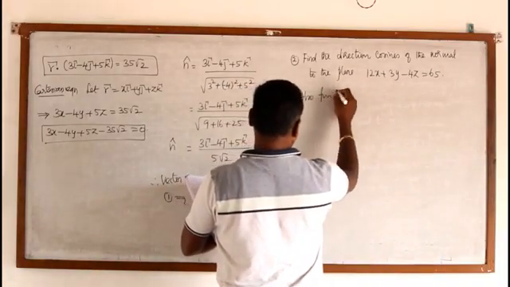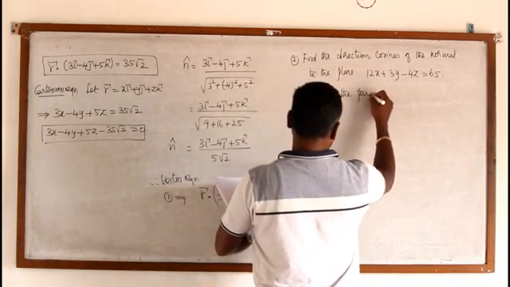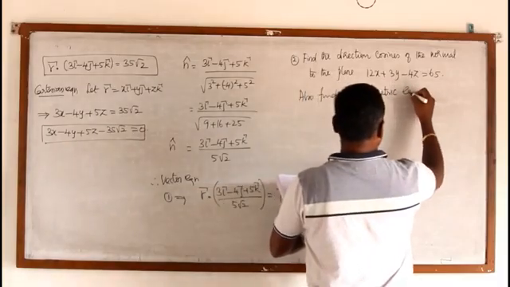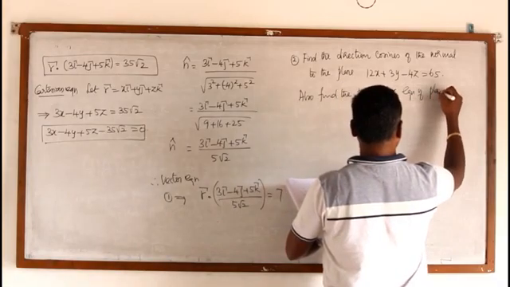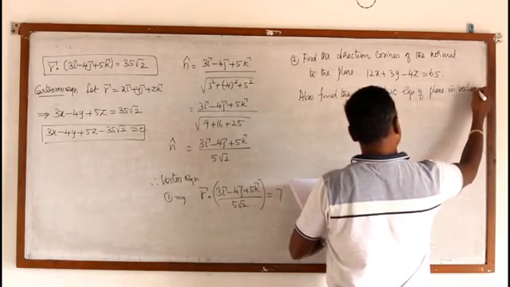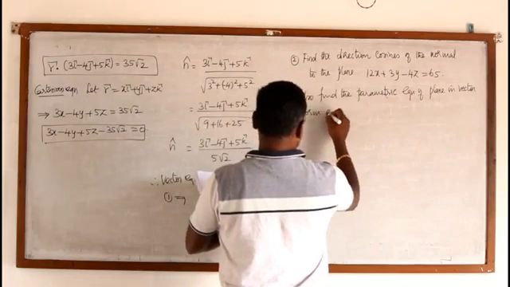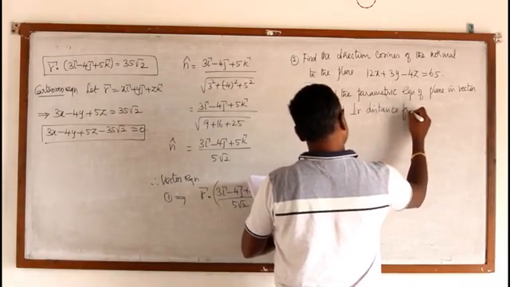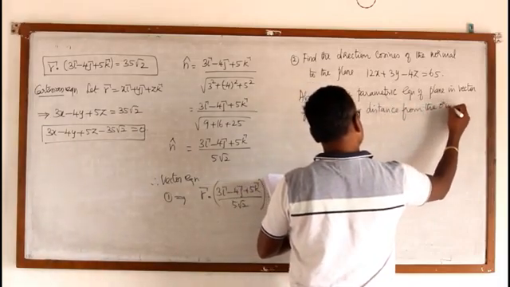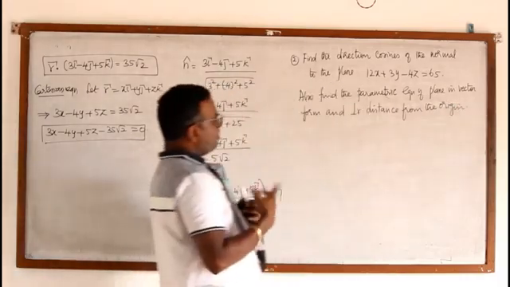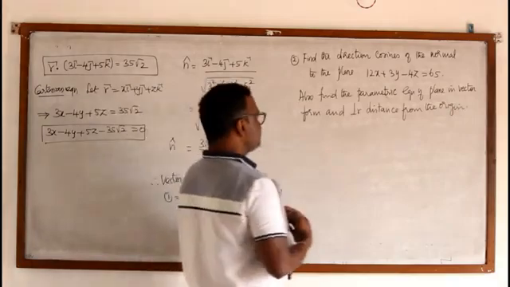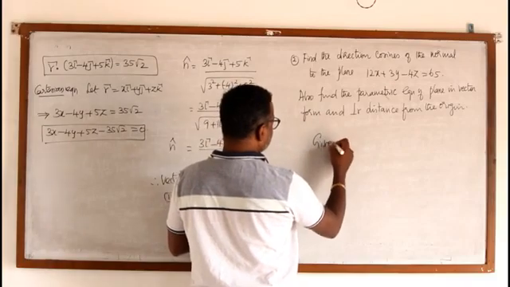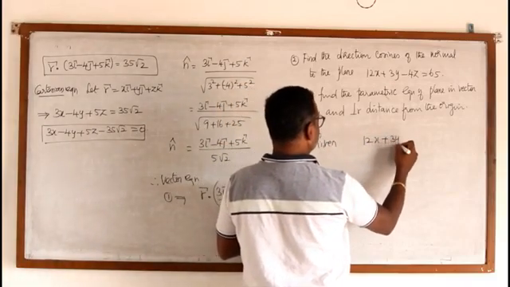Also, find the parametric equation. Don't take it as non-parametric. If the book is given as non-parametric, you take it as parametric. Parametric equation of plane in vector form and perpendicular distance from the origin. So 3 questions I have to find out. I have to find the vector form, the perpendicular distance and also the direction cosines.